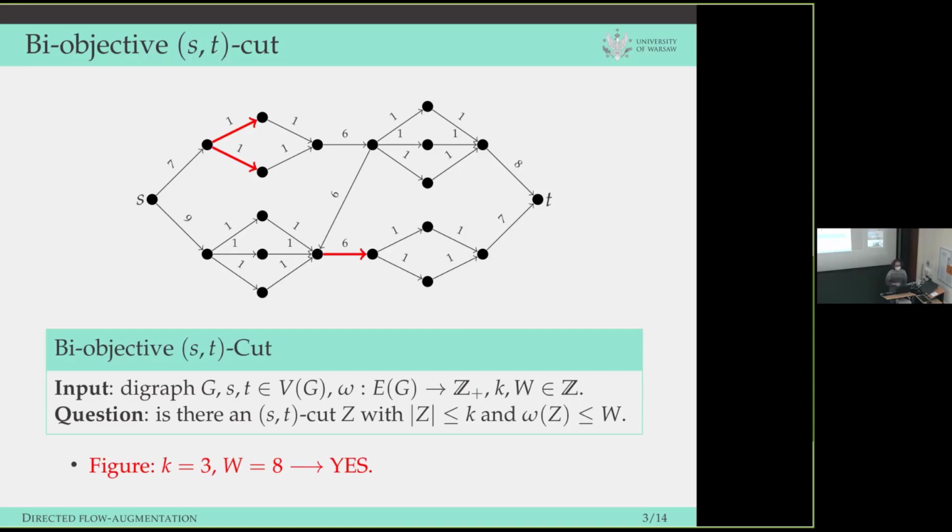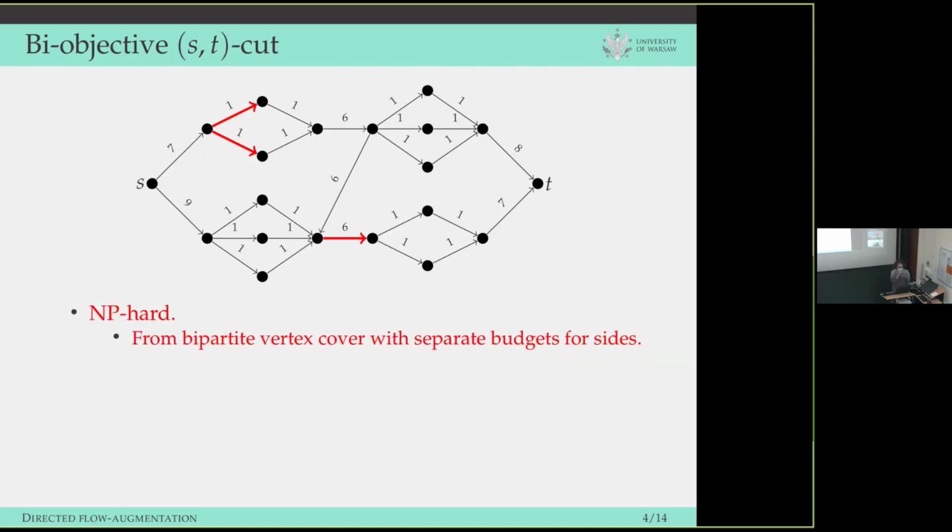As I said, this is NP-hard, and this is the moment when some people usually get confused. They usually think, hey, you should be able to somehow gadget out these weights and cardinalities, like adding lightweight edges. This doesn't work. This is NP-hard. If you know the problem of bipartite vertex cover, where you have separate budgets on both sides, this is also NP-hard. This is very similar, and the reductions are very similar. It's the same flavor of NP-hardness behind these two problems.